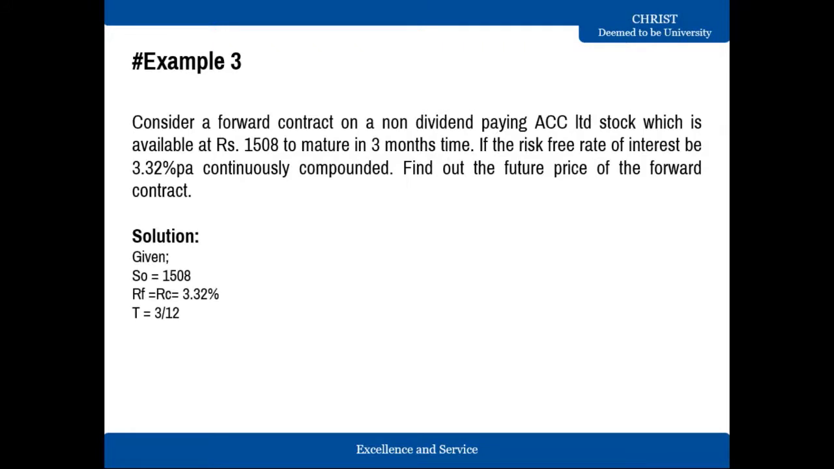First thing, I will take the given data. S0 of the ACC Limited is 1508 rupees, and the risk-free rate given is nothing but Rc, because they have mentioned it's continuously compounded, 3.32, and it is going to mature in 3 months, that is 3 by 12. I will use this S0 e to the power of RT equation, and I will calculate the future value as 1520.557. So in this case also it is feasible to go for a long position. So this is how you can use these particular models and calculate the future value.